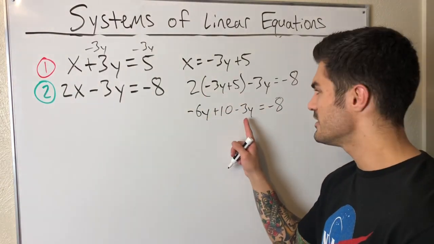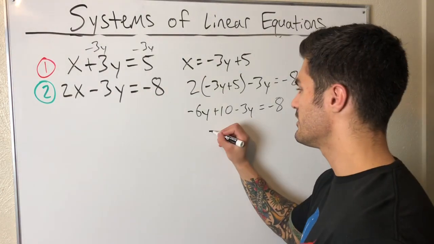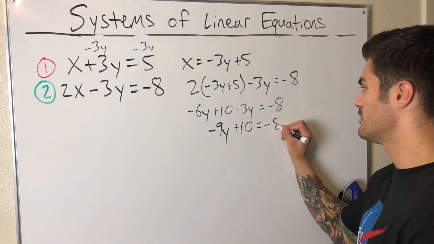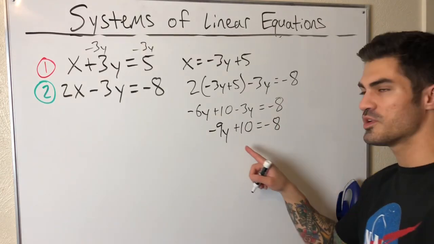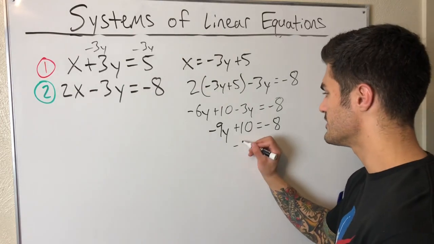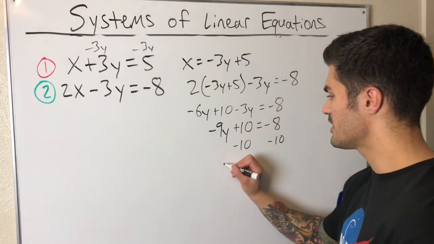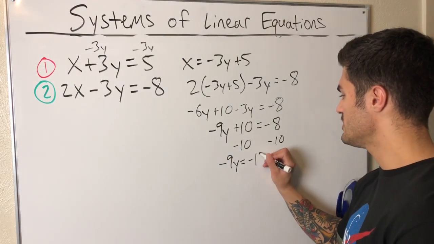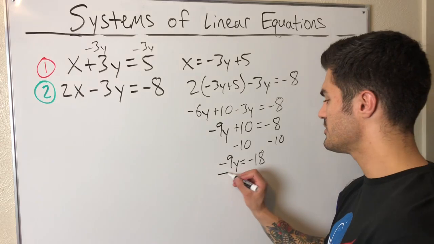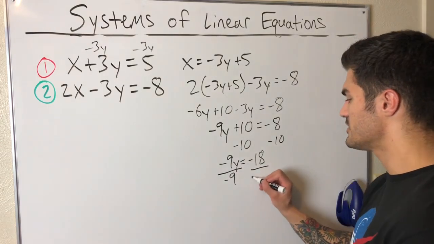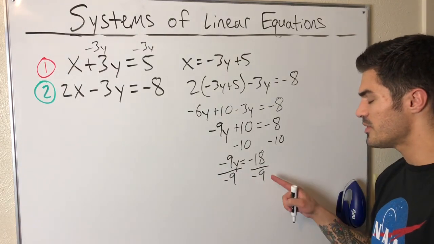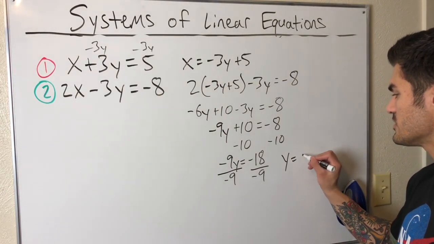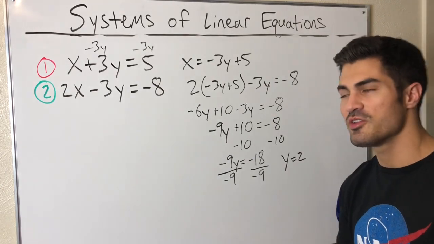Now I can combine negative 3y and negative 6y. That's negative 9y. I still got the plus 10 there. And maybe you could have done both of these in one step, but now I'm going to subtract 10 from both sides. Minus 10 minus 10, I got negative 9y equals negative 18. Now I can divide both sides by negative 9, and I should get the y by itself by doing that. So a negative divided by a negative is a positive, and 18 over 9 is 2, so I have y equals positive 2.